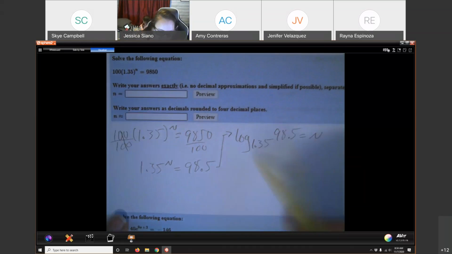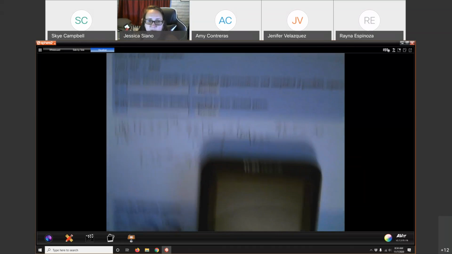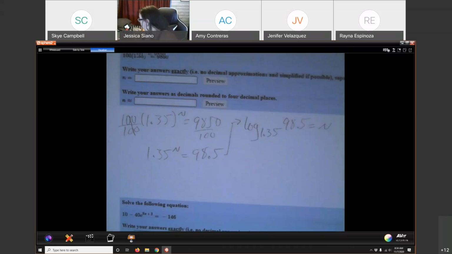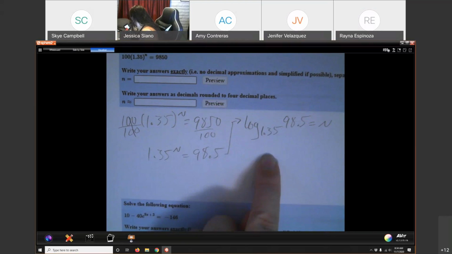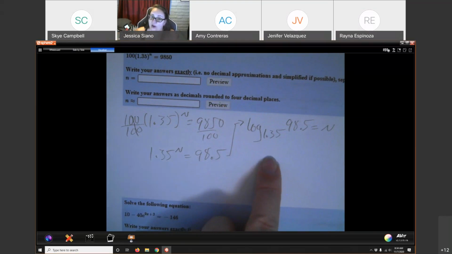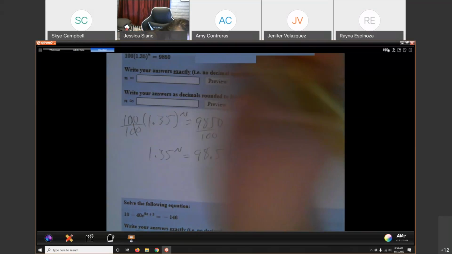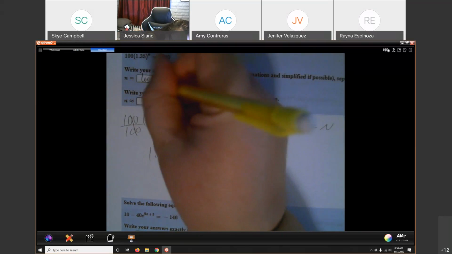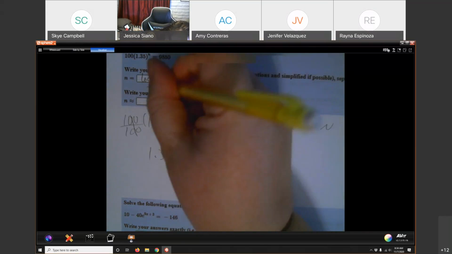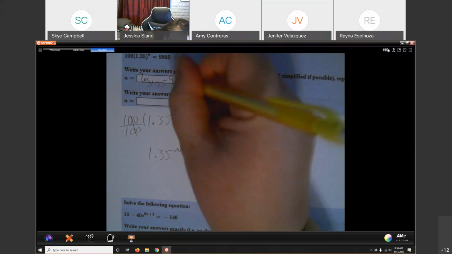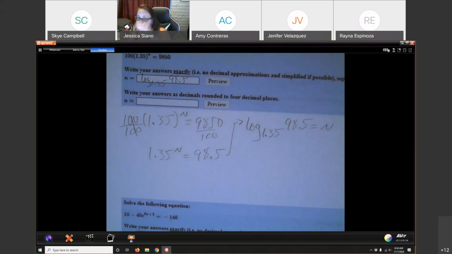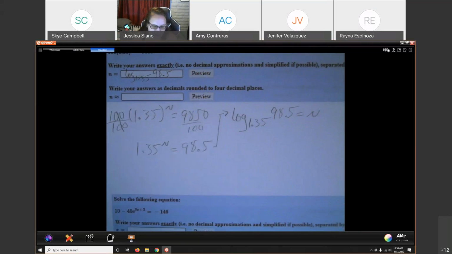So then this we put in the calculator the exact same way we did that last problem on 4.5. So we would say, okay, before I do that, this is what they want when they say exact. So when they say exact, they want you to put this in. So this would be the log with base 1.35 of 98.5. Okay? And then the rounded answer would be what I get when I put it in the calculator.